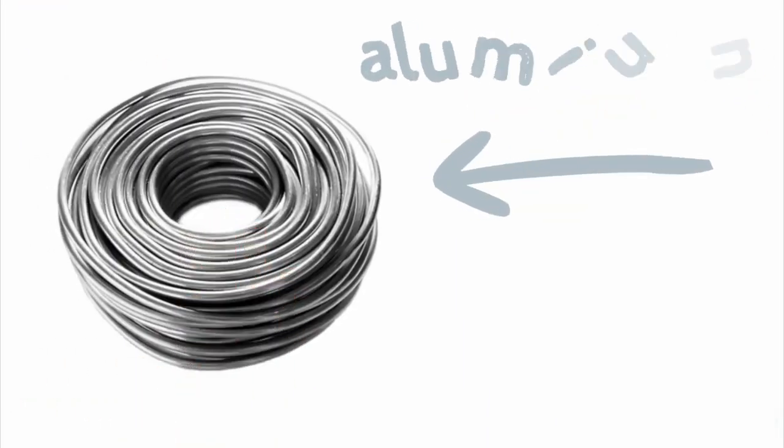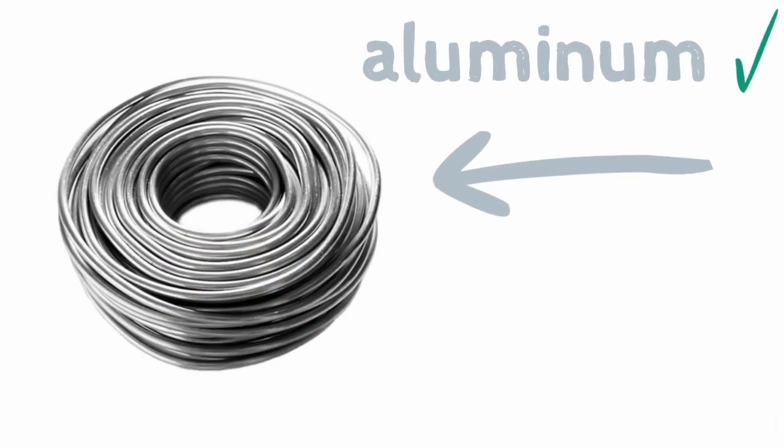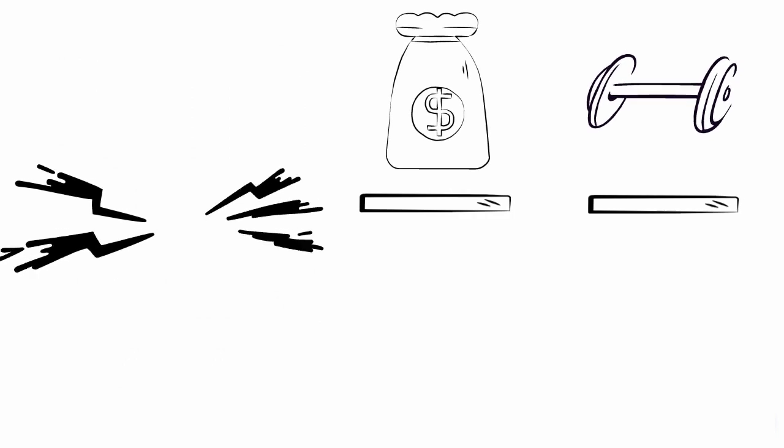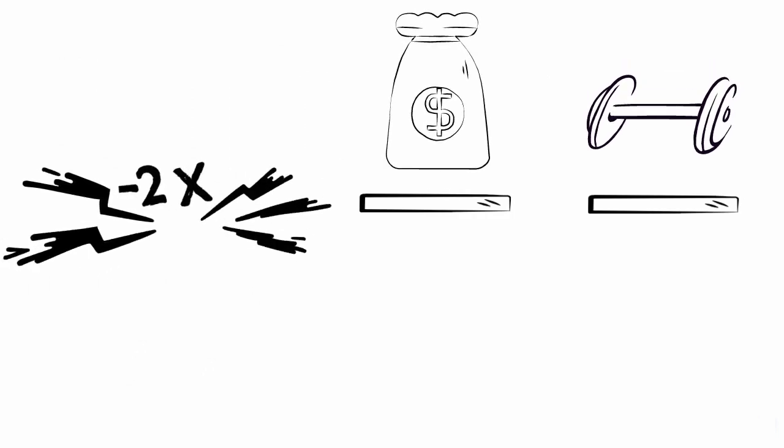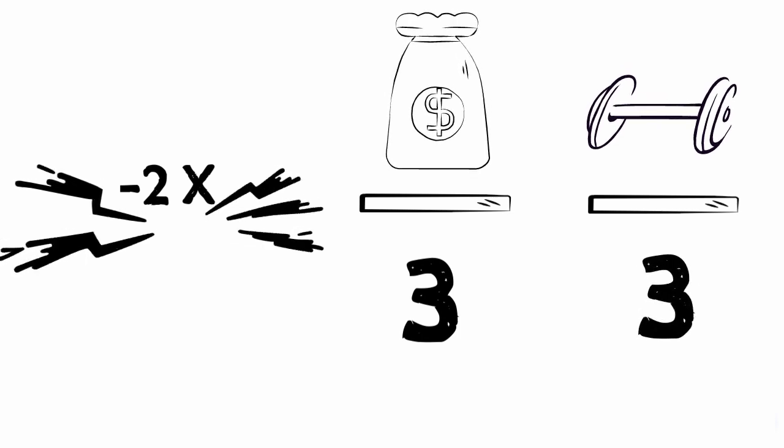Aluminum has replaced copper for several reasons. Although copper conducts electricity twice as well, aluminum's cost is about 3 times cheaper and its density is also 3 times lower, which allows the high voltage lines to be lighter.